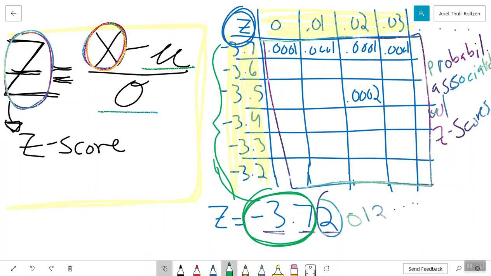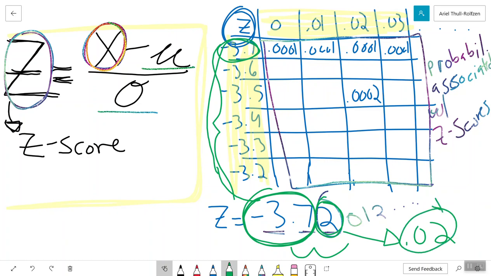So let's locate ours. 3.7 is right here. And this 2 tells us that that's my third digit. It's 2 places after the decimal. So if I were to take this and pull it away from negative 3.7, I would just have it by itself as 0.02. And this I can find right here on the top.